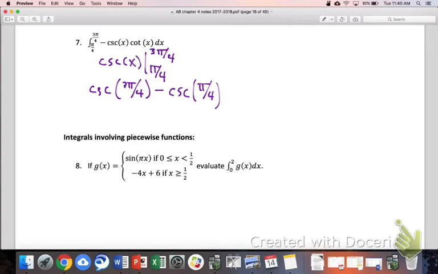So let's see here. Cosecant of 3 pi over 4 would have to be... let's see here. No, it would be root 2. I was thinking of the positive negative. We're in the second quadrant there. So root 2 minus cosecant of pi over 4 in the first quadrant, definitely root 2. End up with 0. Interesting.